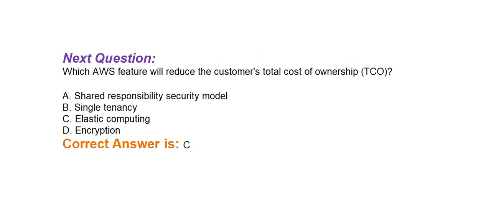Next question. Which AWS feature will reduce the customer's total cost of ownership TCO? Option A. Shared responsibility security model. Option B. Single tenancy. Option C. Elastic computing. Option D. Encryption. Correct answer is option C.